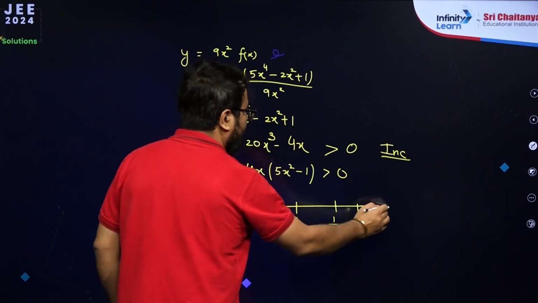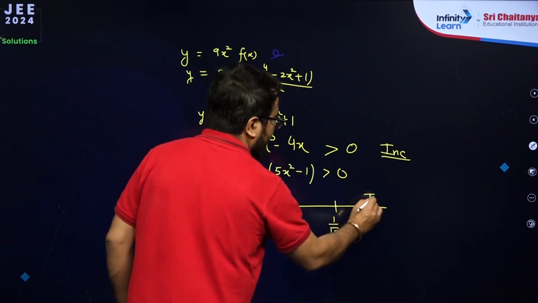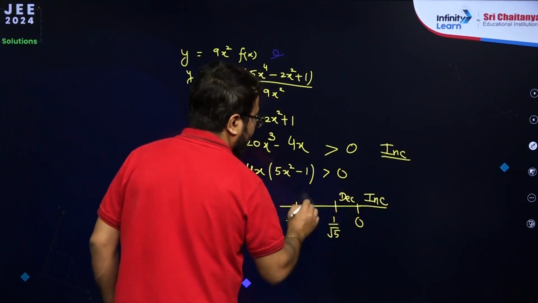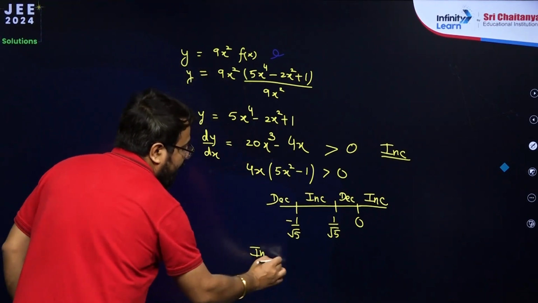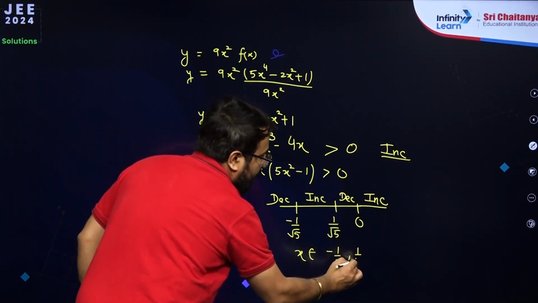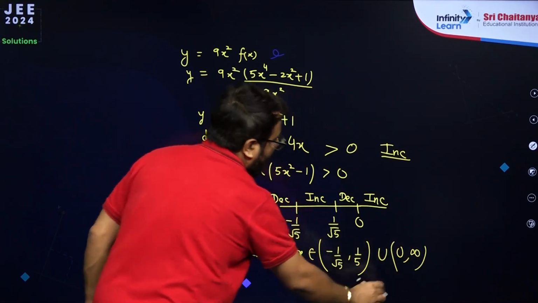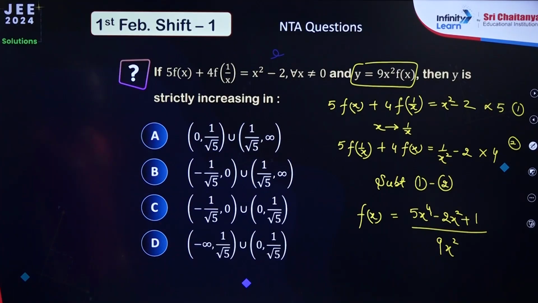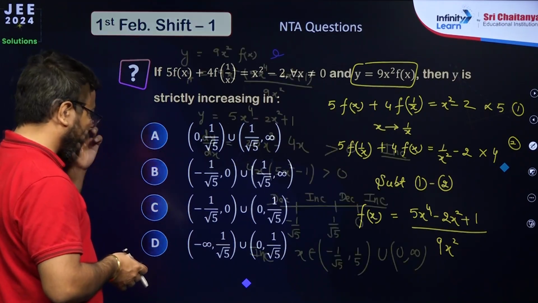So if I keep the value of x as 1, for example, will it be positive? Definitely. So here it is increasing, here it will be decreasing, here it is increasing, here it will be decreasing. For the interval of increase, x belongs to minus 1 by root 5 to plus 1 by root 5 and then union 0 to infinity. I hope you are able to understand this. So minus 1 by root 5 to plus 1 by root 5, strictly increasing in which of the interval? Please check that. So minus 1 by root 5 to 0.